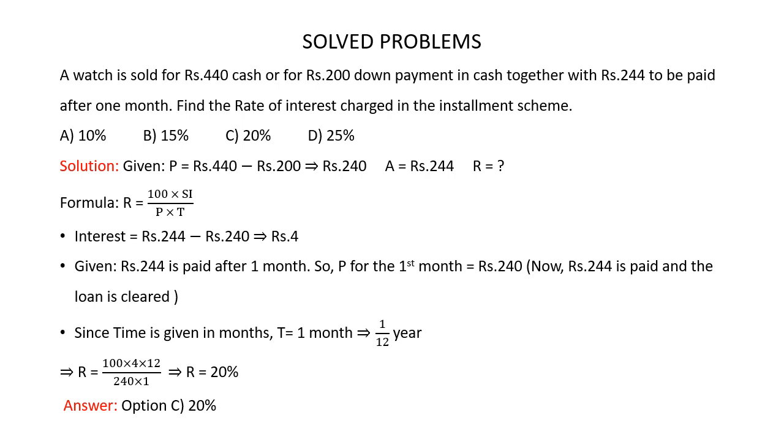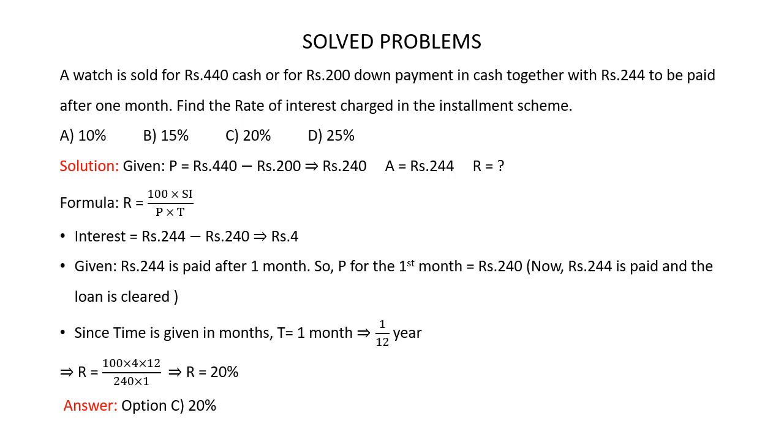So here you are given that the cost of the watch is rupees 440 and a down payment of rupees 200 is made in cash. So the principal would be rupees 440 minus rupees 200, which is rupees 240. Now after the down payment is made, rupees 244 has to be paid after 1 month. So amount is rupees 244 and we are asked to find what is the rate of interest.